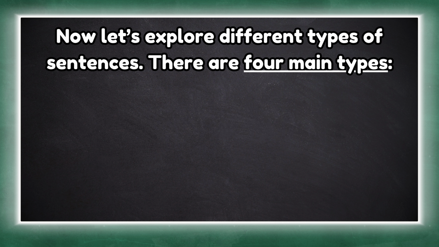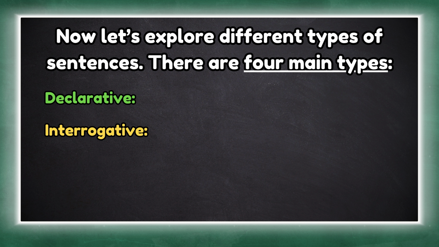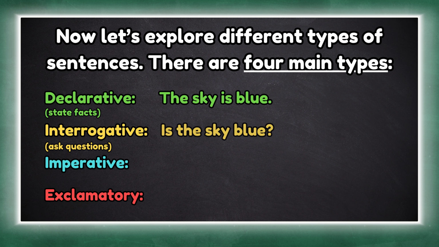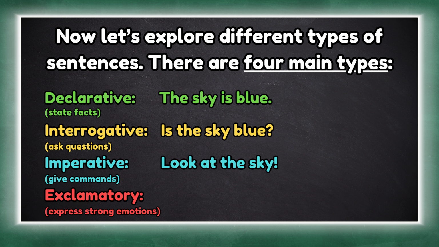Now, let's explore different types of sentences. There are four main types: declarative, interrogative, imperative, and exclamatory. Declarative sentences state facts, like, "The sky is blue." Interrogative sentences ask questions, like, "Is the sky blue?" Imperative sentences give commands, like, "Look at the sky." And exclamatory sentences express strong emotions, like, "What a beautiful sky."